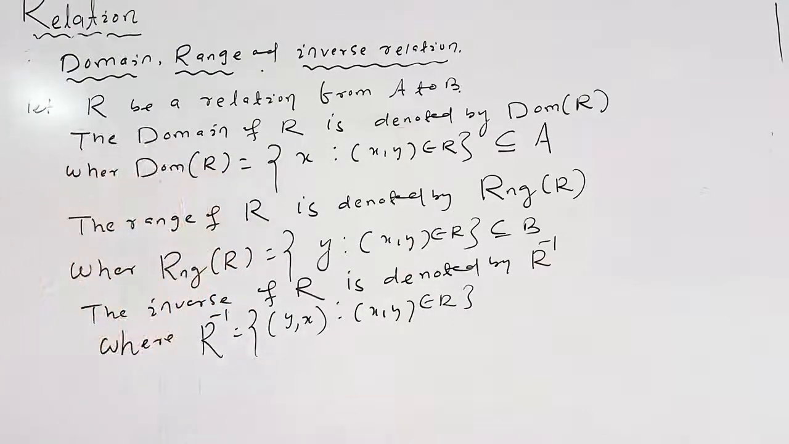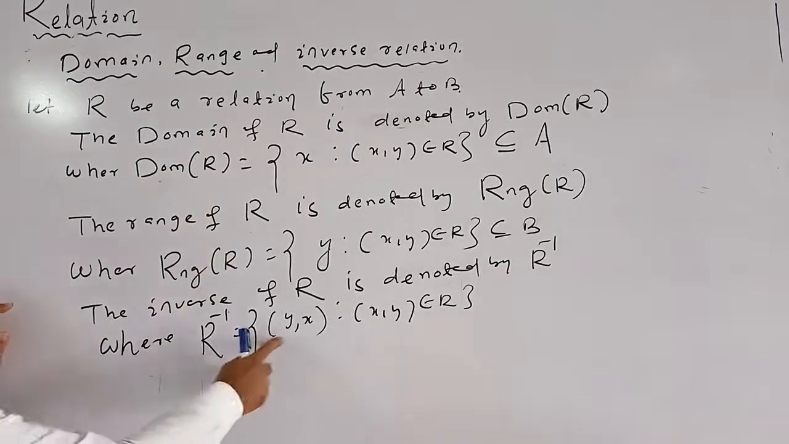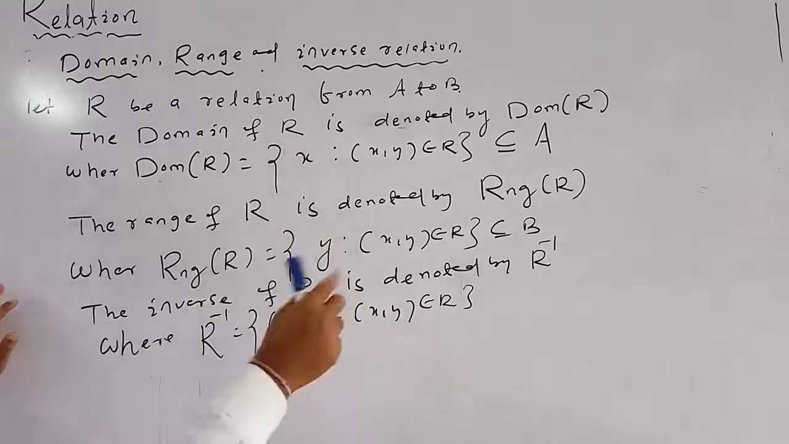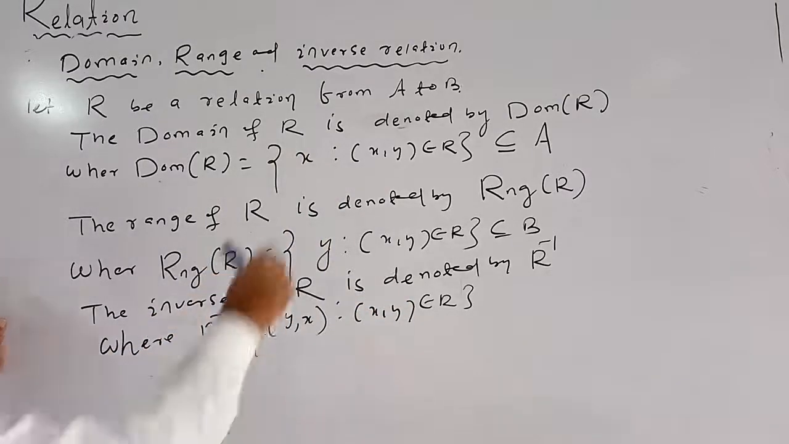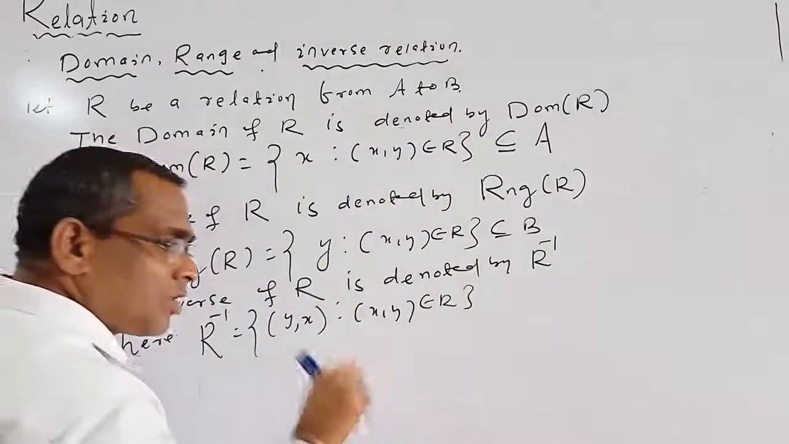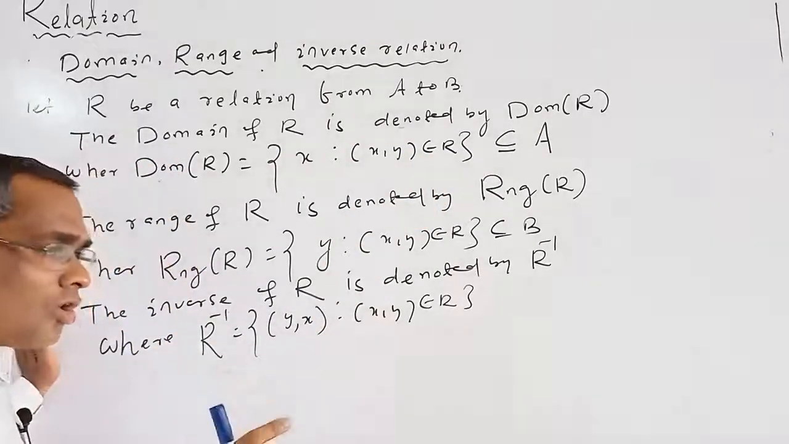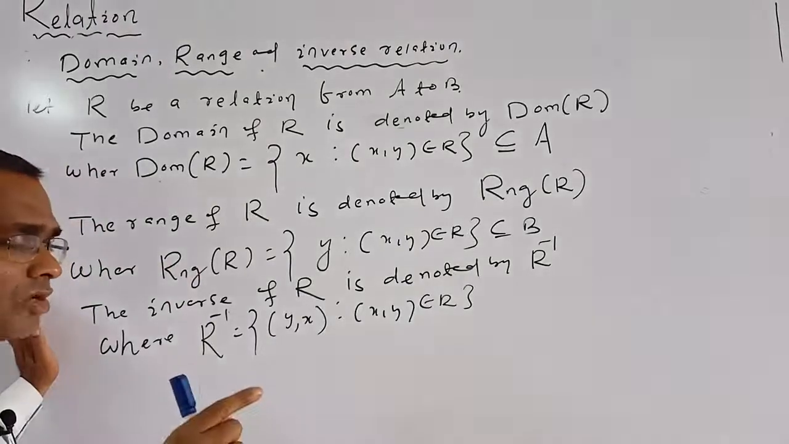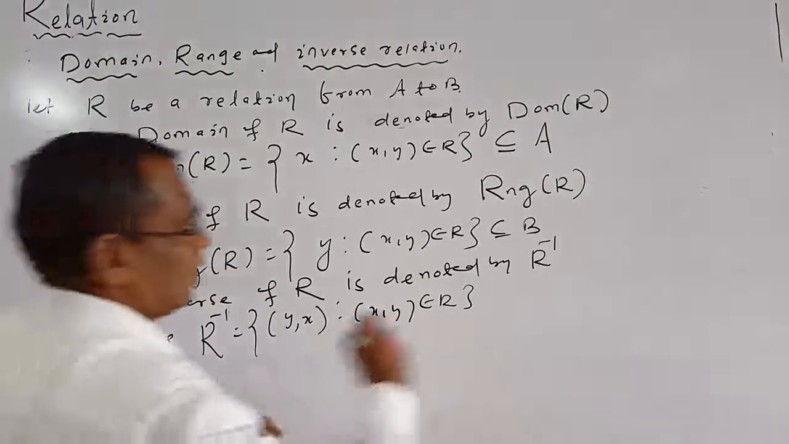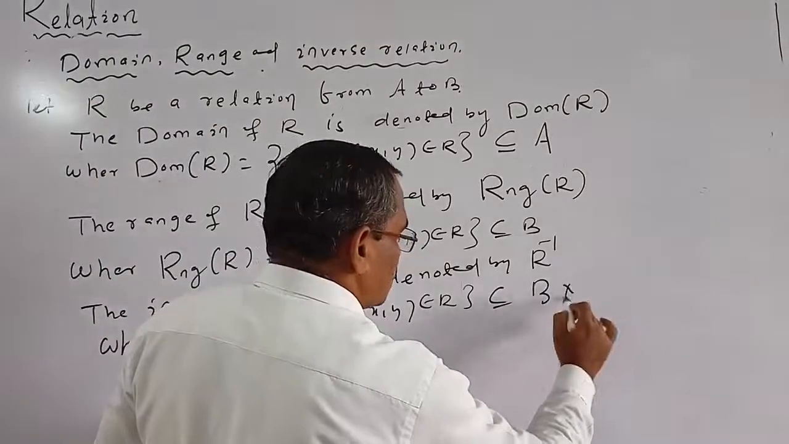Now the collection of ordered pairs which is the interchange of x and y is known as the inverse relation, and R inverse is the set of y comma x. So if ordered pair x comma y is a subset of A cross B, means ordered pair x y belongs to A cross B, y comma x belongs to B cross A. So the collection of all ordered pairs y comma x means R inverse must be a subset of B cross A. It is a subset of B cross A.